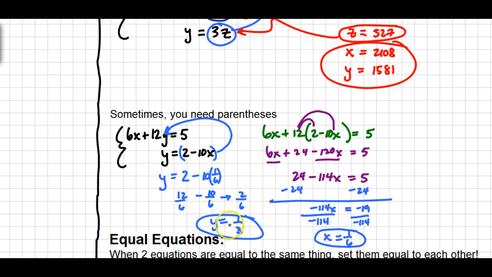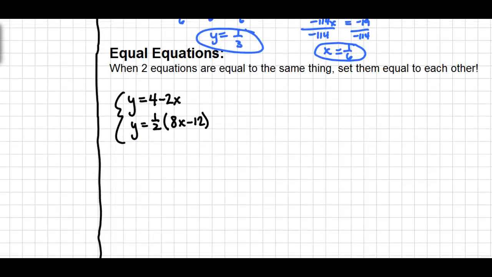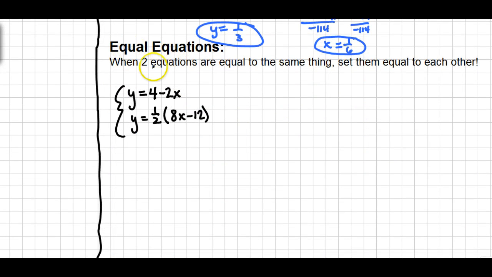So I've got my x and I've got my y. Just watch out on that one because the y value was an entire expression. When I substituted it in, I needed to use parentheses. One other type of substitution that I want students to look at today is when they have two equations that are equal to the same thing.